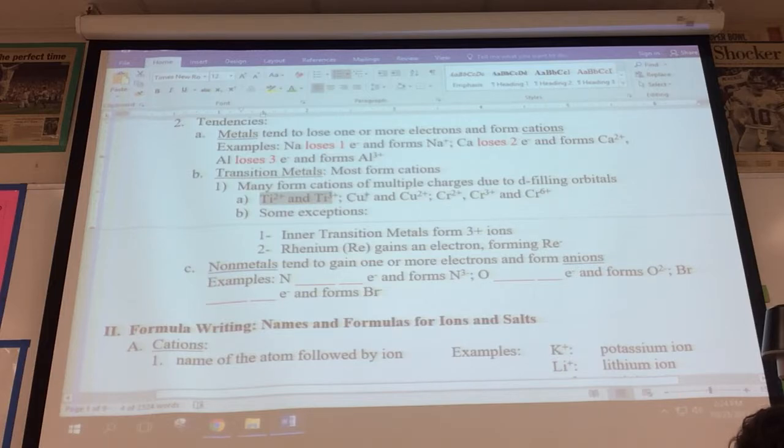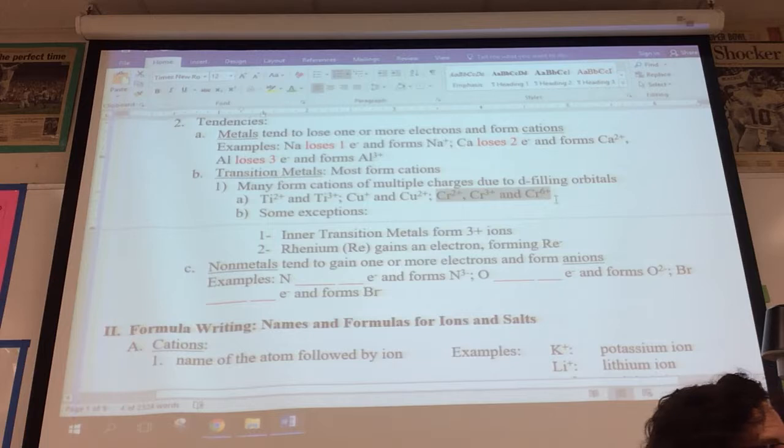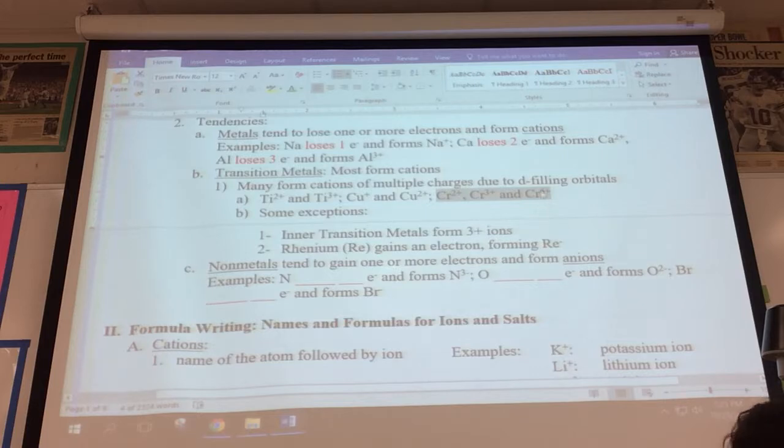Copper can form a copper 1 or a copper 2. Chromium's very interesting. It forms a 2, a 3, or a 6. And these ions can be very different, and some of them can be very deadly.